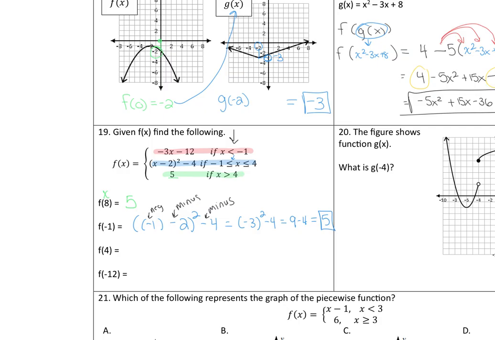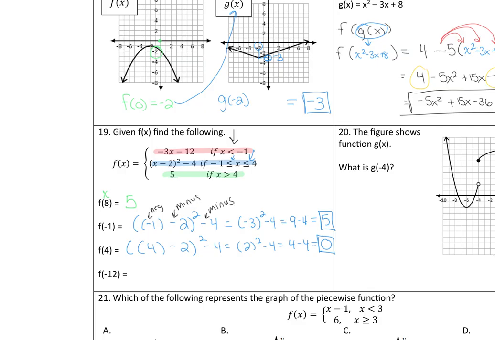Let's try the next one, f of 4. What color does the 4 belong to? The 4 belongs to the middle piece. It equals 4 over here at the end. So same process as the previous problem. I'm going to have something minus 2 squared minus 4, and the something I'm plugging in is 4. You can type in your calculator. I'm going to mental math it. 4 minus 2 is 2. Squared minus 4. 2 squared is 4 minus 4, which is going to get me 0.